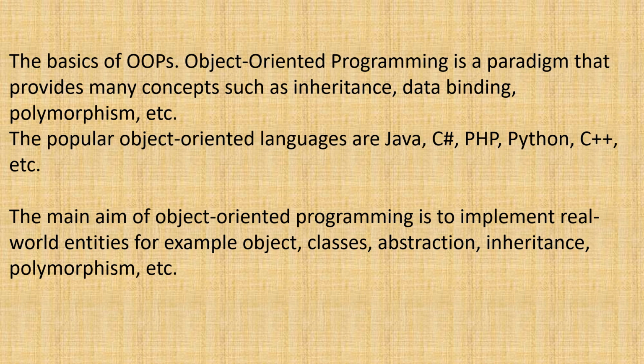The basics of OOPS. Object-oriented programming is a paradigm that provides many concepts such as inheritance, data hiding, polymorphism, etc. The popular object-oriented languages are Java, PHP, Python, C++, etc. The main aim of object-oriented programming is to implement real-world entities, for example, object, classes, abstraction, inheritance, polymorphism, etc.